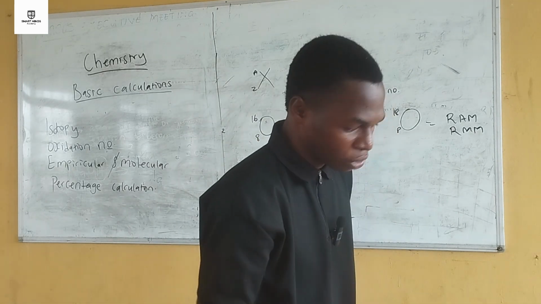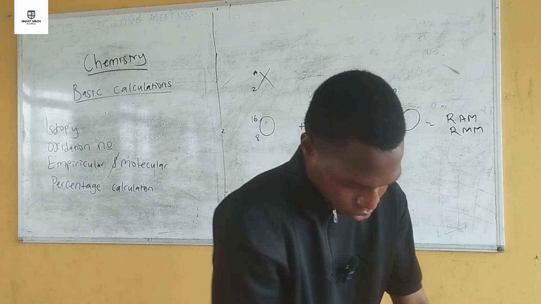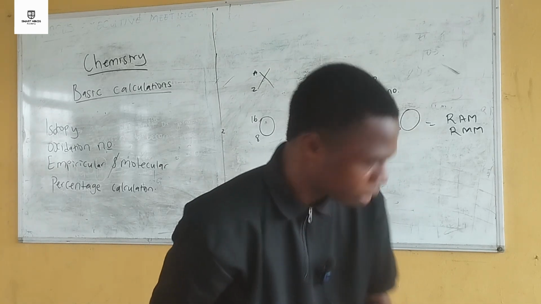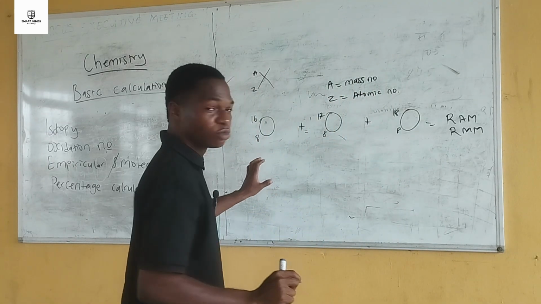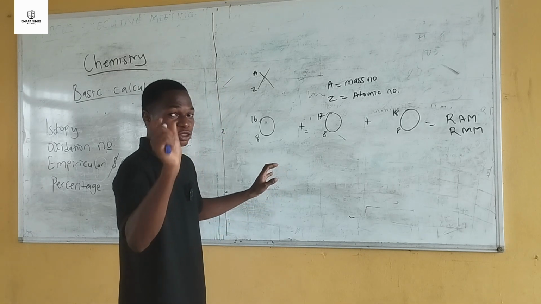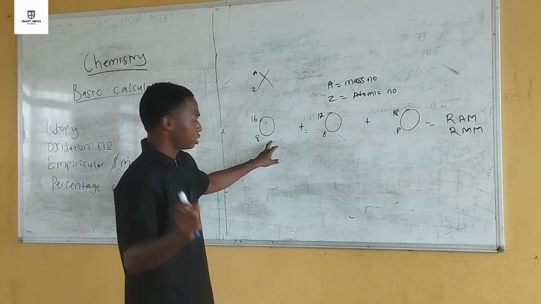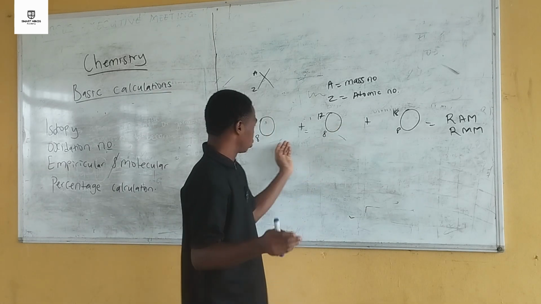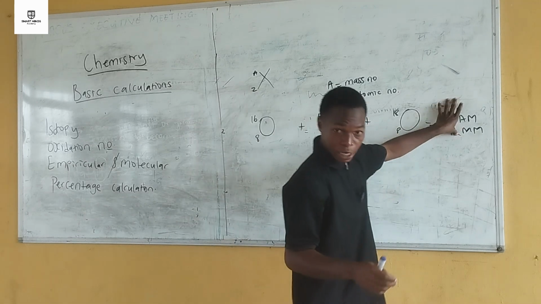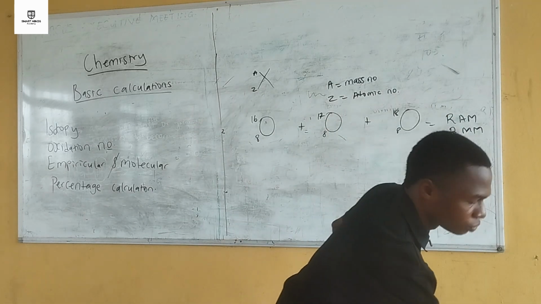That's for isotopes. Because from the question here, they'll ask you what is the relative molecular mass of an element that has two isotopes, that has three isotopes. That's what we want to solve now. You understand? Let's go.